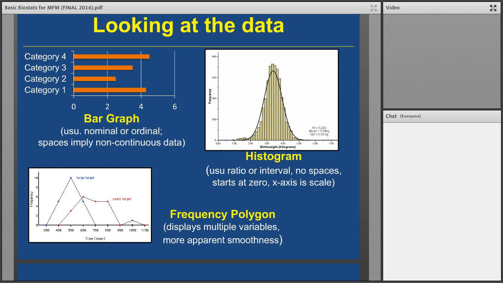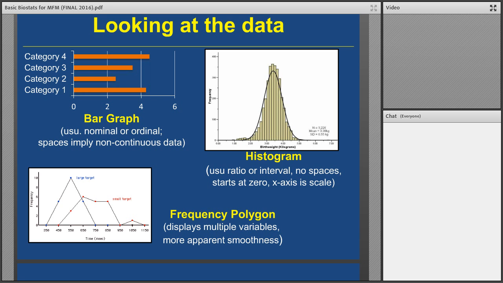And that's different than a histogram. And a histogram is usually ratio or interval data. There are no spaces, and that implies that there's a continuity or a relationship between the categories along the x-axis. And that's important for us to keep in mind. A bar graph is not a histogram, and a histogram is not a bar graph.